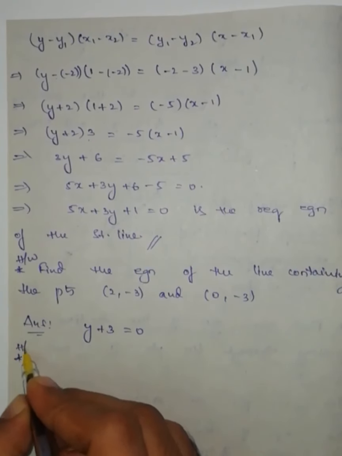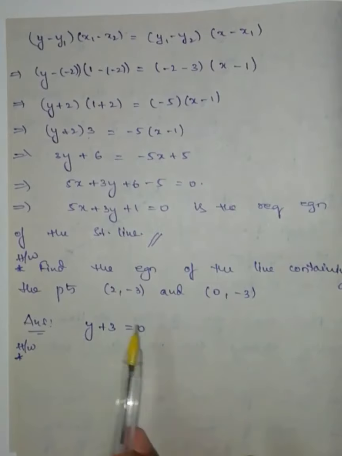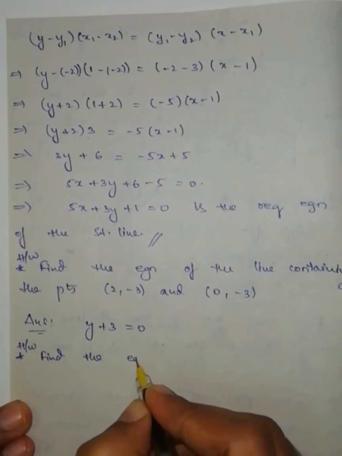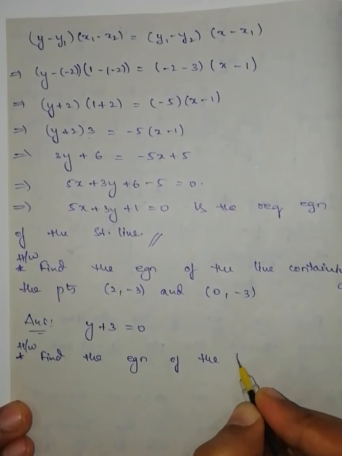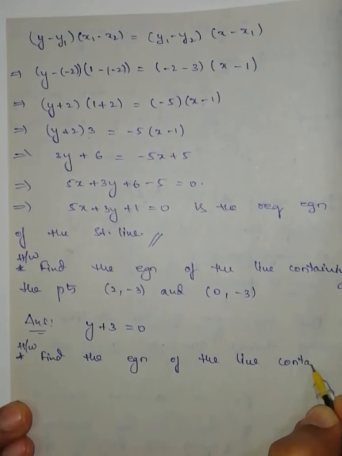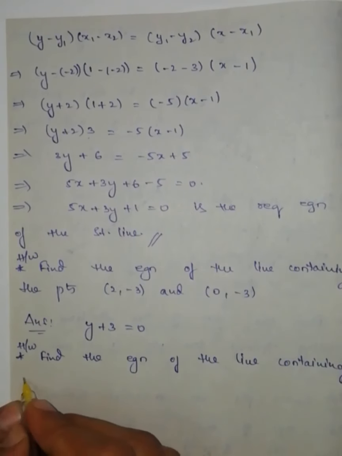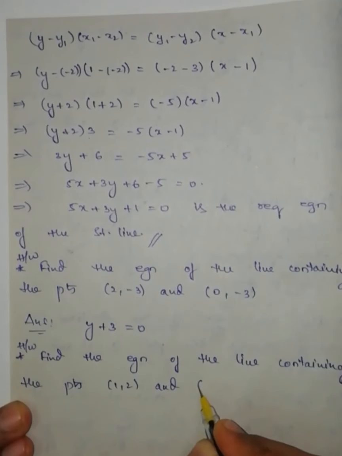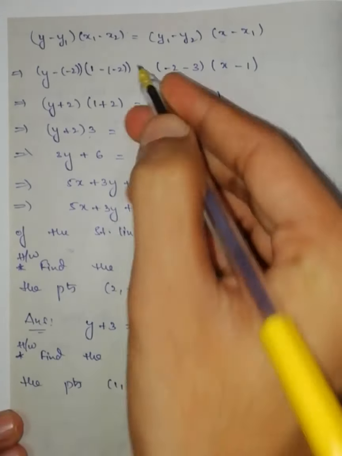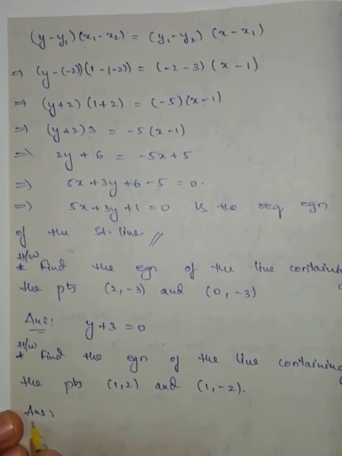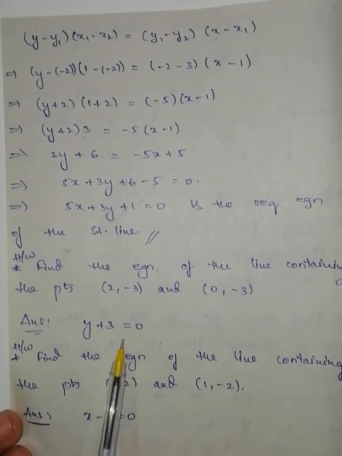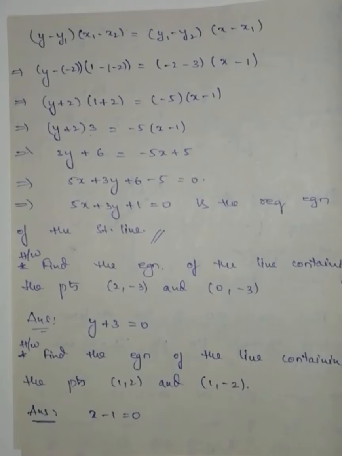Next one, consider this one also as homework. You have to do the same process. You have to find the equation which is containing 2 points. Find the equation of the line containing the points 1 comma 2 and 1 comma minus 2. Same process, and the answer you have to get is x minus 1 is equal to 0. For this question you have to get this answer.